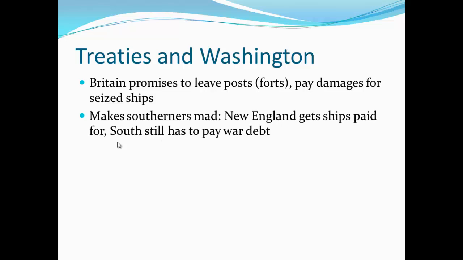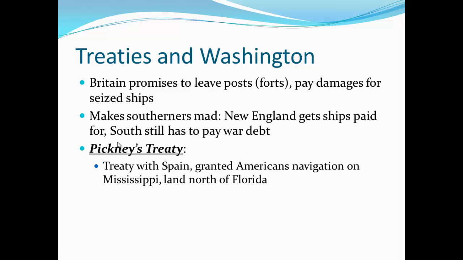I'm not sure why it's not up here. And this makes Southerners very, very mad. New England gets ships paid for, and the South still has to pay for war debt. So the South feels under Jay's Treaty did not benefit from this. We also have something called Pinckney's Treaty, which is a treaty with Spain, and it granted Americans navigation on the Mississippi. And this is going to be very important because the Mississippi is going to connect down to New Orleans and ultimately allow them to trade with the whole world. And also grants them some land north of Florida.